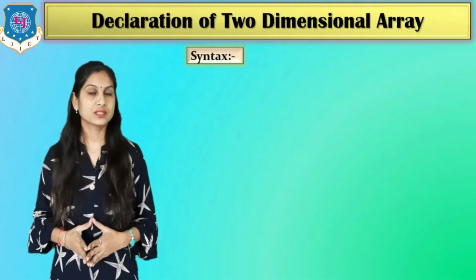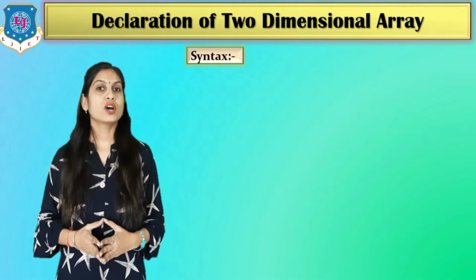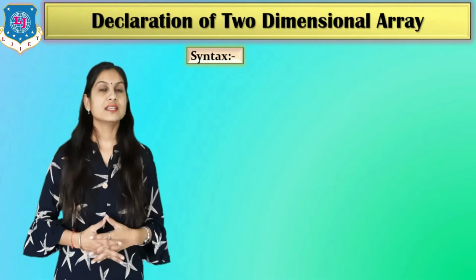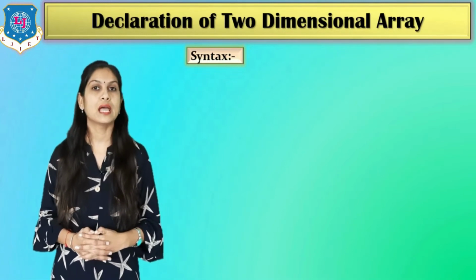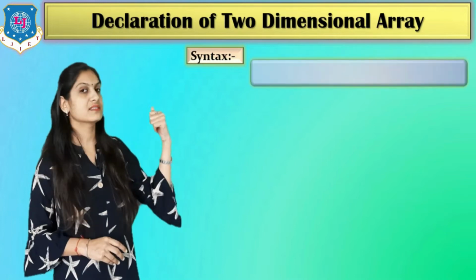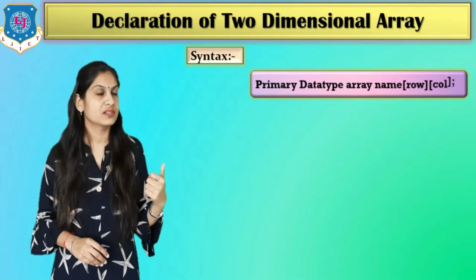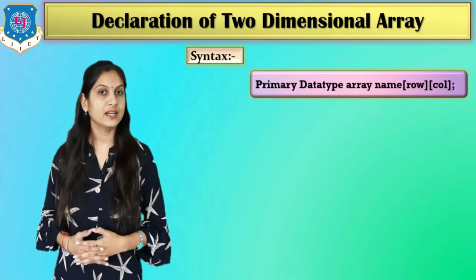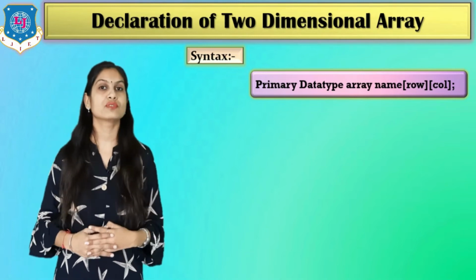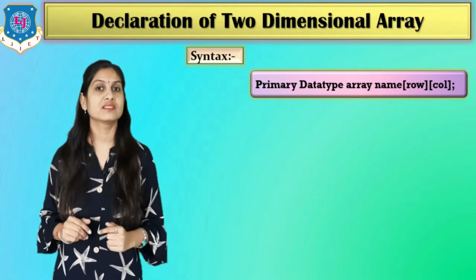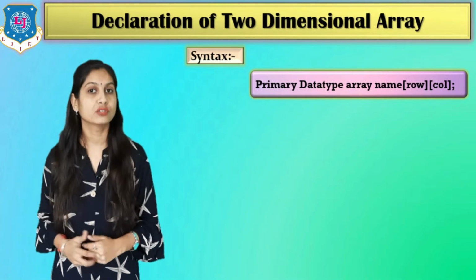Can we use the two-dimensional array? For that we have to start with the syntax for declaring a two-dimensional array, and the syntax is similar to one-dimensional. First we have to write the primary data type, and then in a square bracket first the row size and then the column size.